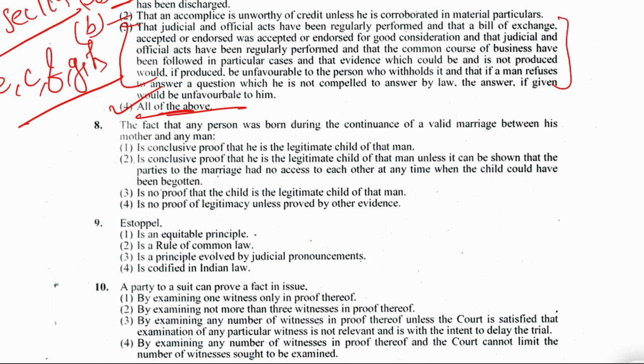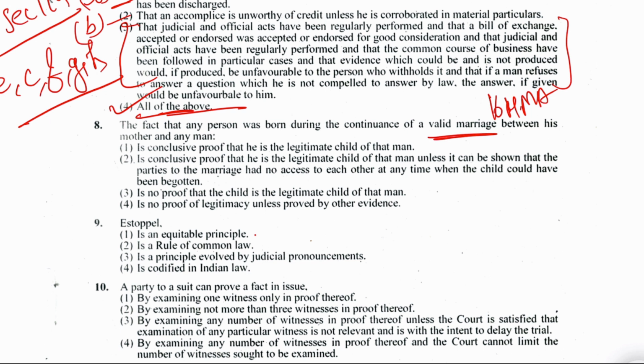Next is question number 8. The fact that any person was born during the continuance of a valid marriage between his mother and any man is a conclusive proof that he is the legitimate child of that man, is a conclusive proof that he is the legitimate child of that man, unless it is shown that the parties to the marriage had no access to each other at any time when the child could have been begotten.